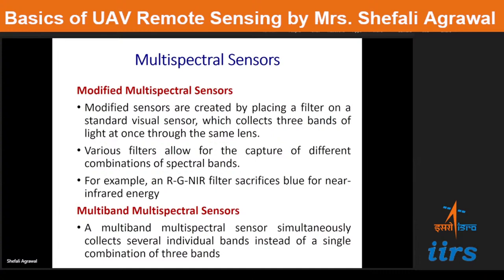So your blue band is left out. So if you want 4-band data, first fly with RGB and then put a blue filter and get RGNIR. So with these multiple flights, you get the data, not in a single flight. The cost of these modified multispectral sensors is cheaper as compared to the actual multiband multispectral sensors, which have 7 to 8 or 10 bands at a time. It gives you the data in a single combination instead of a 3-band.